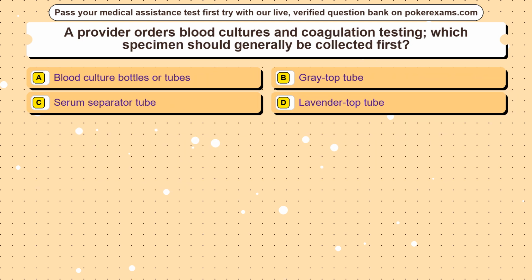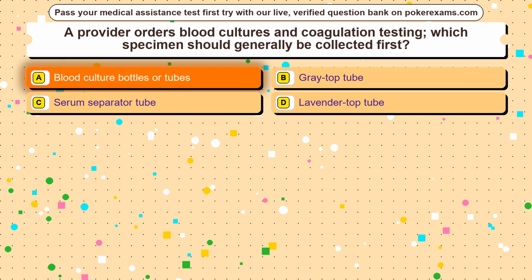Question 10. A provider orders blood cultures and coagulation testing. Which specimen should generally be collected first? Option A. Blood culture bottles or tubes. Option B. Gray top tube. Option C. Serum separator tube. Option D. Lavender top tube. The correct answer is option A.